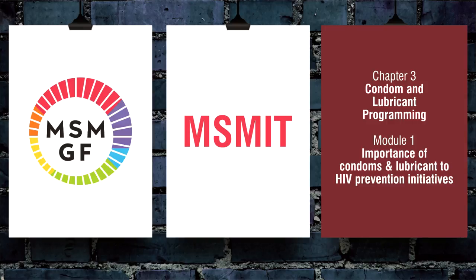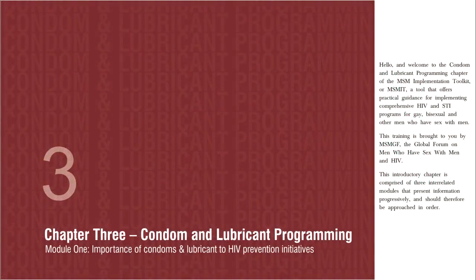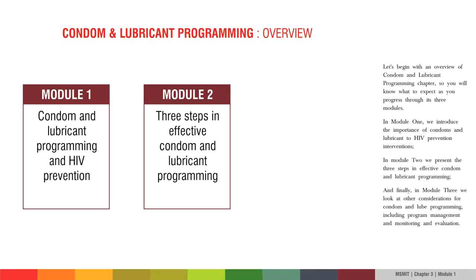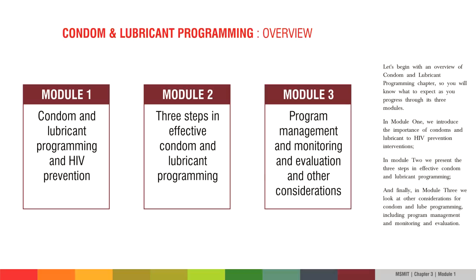The Condom and Lubricant Programming chapter is comprised of 3 interrelated modules that present information progressively and should therefore be approached in order. Let's begin with a chapter overview so you will know what to expect as you progress through its 3 modules. In Module 1, we introduce the importance of condoms and lubricant to HIV prevention interventions. In Module 2, we present the 3 steps in effective condom and lubricant programming. And finally, in Module 3, we look at other considerations for condom and lubricant programming, including program management and monitoring and evaluation.